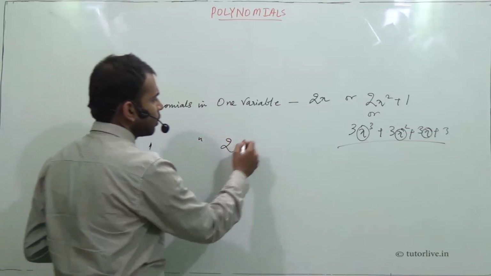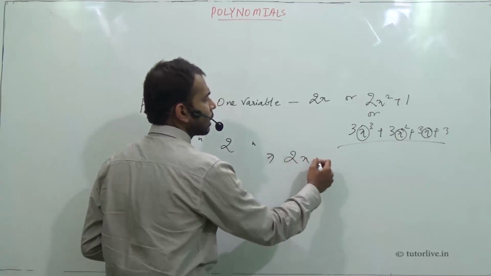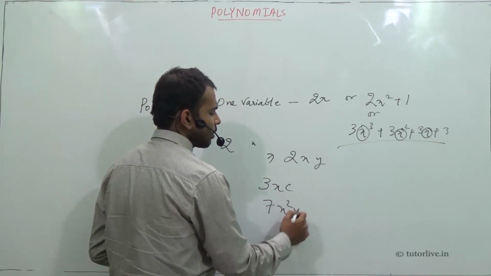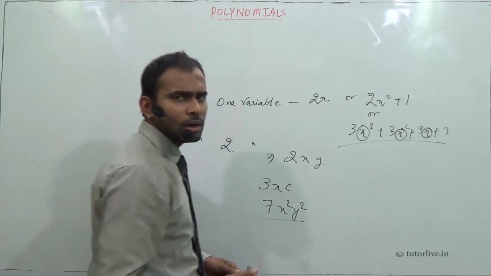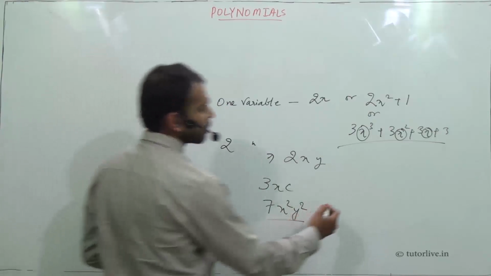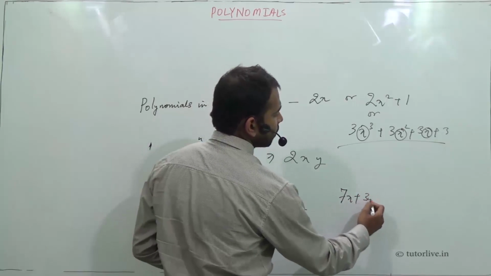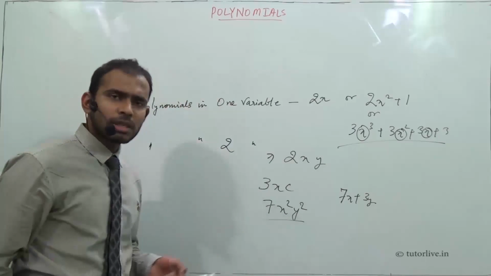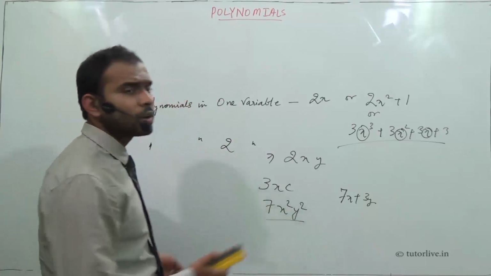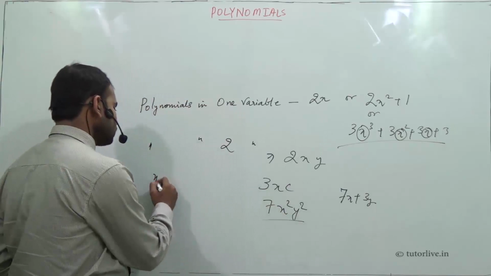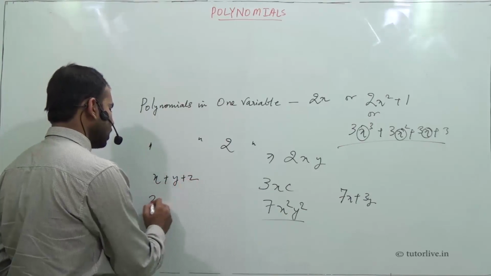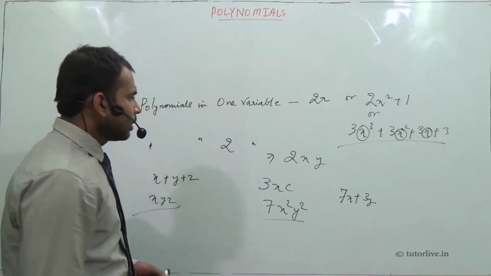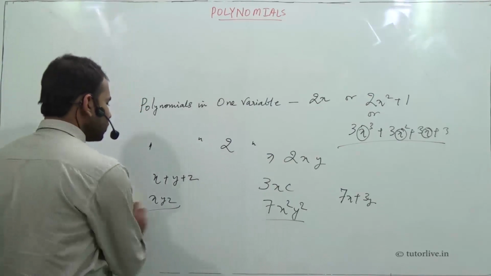Polynomials in two variables: example 2xy, 3xy, 7x square y square, right? These are all polynomials in two variables. Further examples are 7x plus 3y, that is another example of a polynomial in two variables. If the number of variables increases, it will be three variables. If it is 2x plus y plus z, or xyz, simply this is a polynomial in three variables. Okay, one variable, two variables, and three variables.